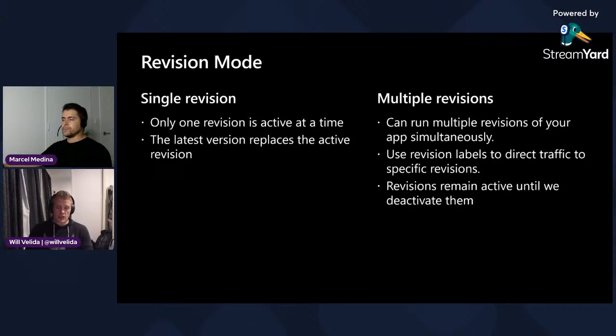In multiple revision mode, we can run multiple revisions of our application simultaneously. We can use revision labels to direct traffic to specific revisions, and essentially revisions will remain active until we deactivate them. So you might have many revisions in an active state, but no traffic being allocated to them.